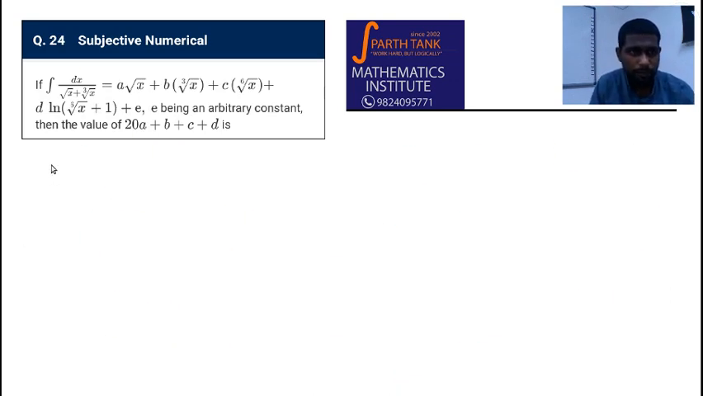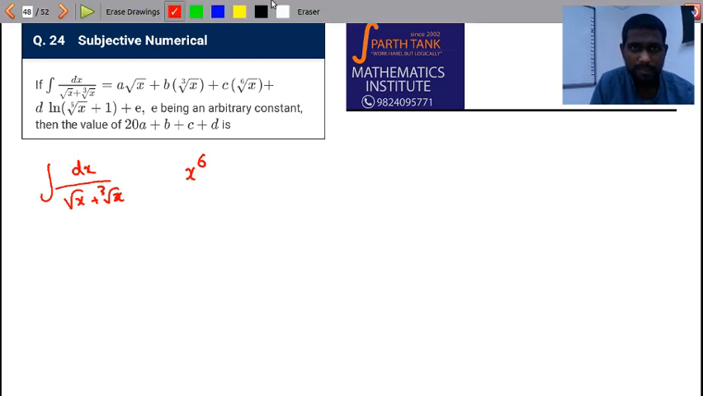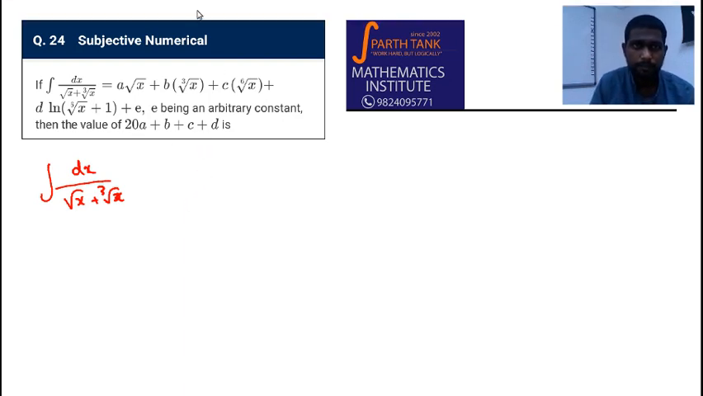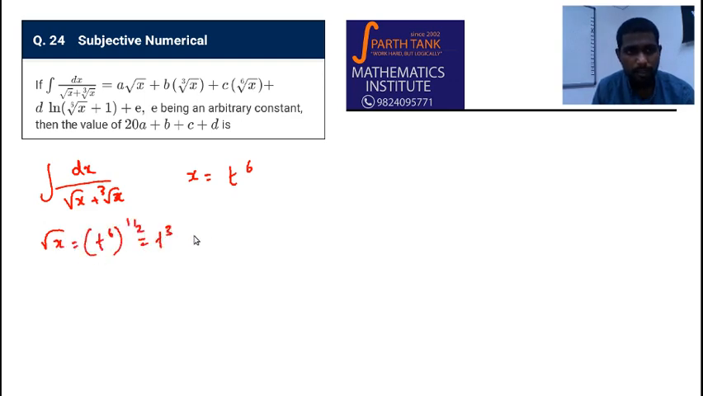The last but one problem. Integral dx by square root of x plus cube root of x. You know, this is a very standard problem, right? The idea is to take x as t raised to 6. What happens? Square root of x is t raised to 6 power 1 by 2, t cube. Cube root of x is t raised to 6 power 1 by 3, which is t squared. And of course dx is 6 t power 5 dt.